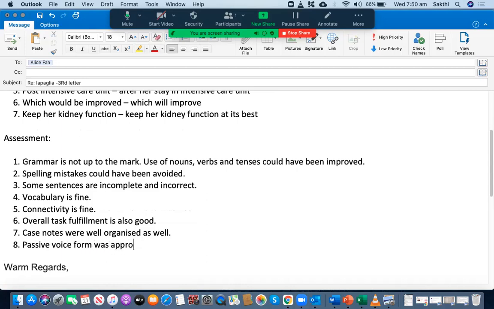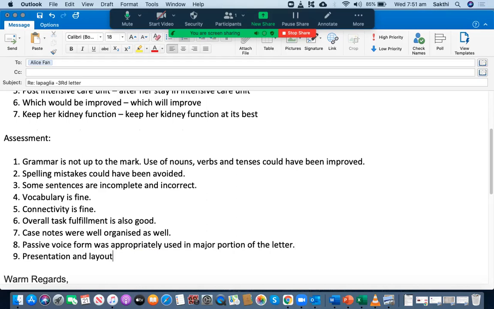Okay, what else? Connectivities and passive voice form was appropriately used. I'm very happy with the way that you have been using the passive voice form, but some of the sentences were not correctly used. Okay, so you need to be a bit mindful about it. Was appropriately used in major portion of the letter. Okay, though there are a couple of grammatical mistakes in the use of passive forms. All right, and then what else? Presentation is good. I'm happy with the presentation and layout of the letter. Perfect.